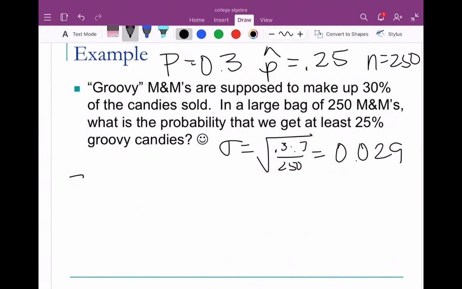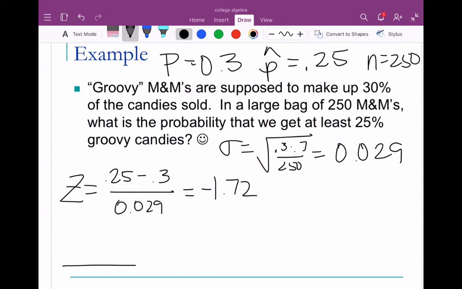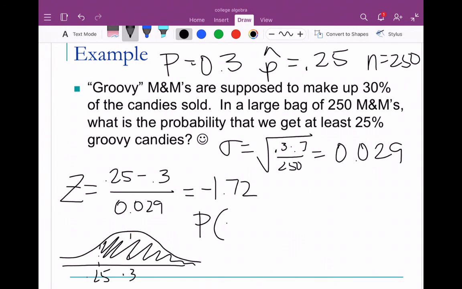So then in this case, I need to calculate a z-score. I would have my sample proportion minus my population proportion divided by my standard deviation, which gives us a z-score of negative 1.72. Looking at the normal model, 0.3 is here, 0.25 is here, and I want to know that we get at least, so I've shaded this area up here, so I'm looking for above. Then the probability that my proportion is greater than or equal to 0.25 is equal to 0.957. So we have a 95.7% chance that we get at least 25% M&Ms being groovy M&Ms.